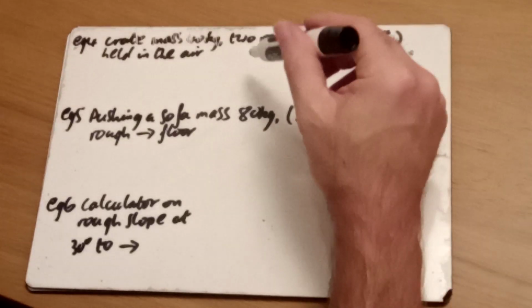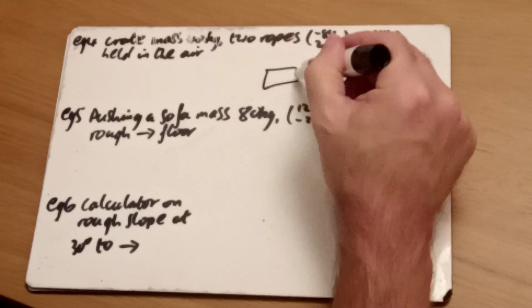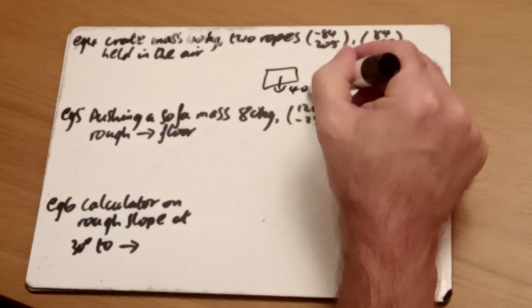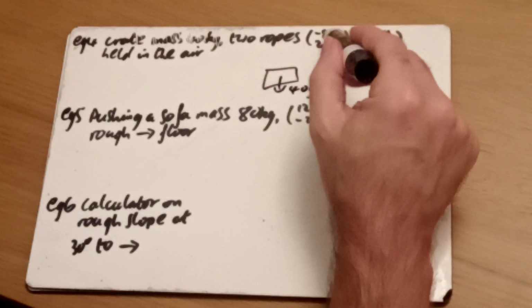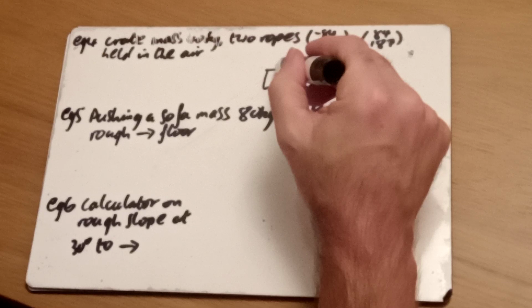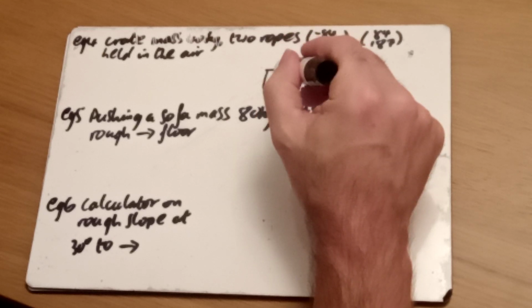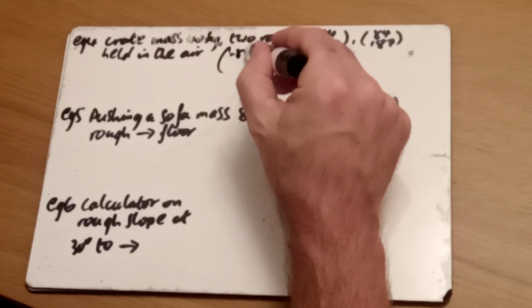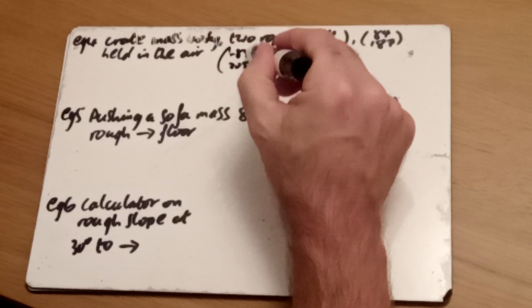And the thing is held in the air. So we've got this thing here. We've got 40 kilograms there, so its weight is 40g. We're going to have minus 84, 205, which means 84 back and 205 up. It's acting in that direction there, and just write it as a column vector, minus 84, 205.